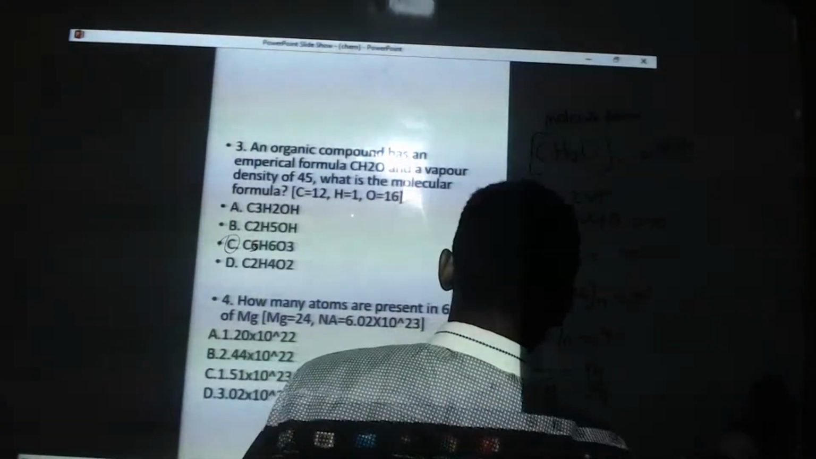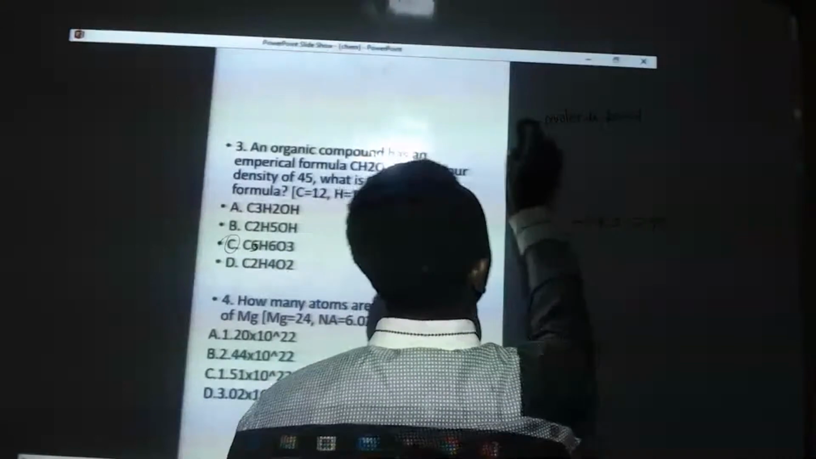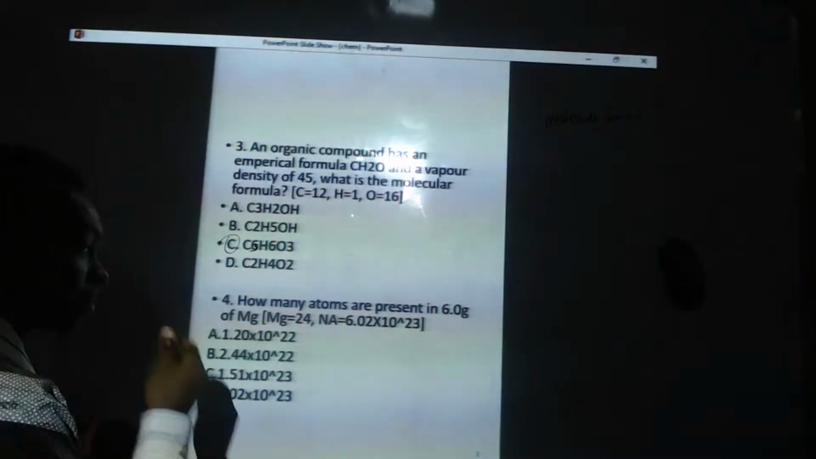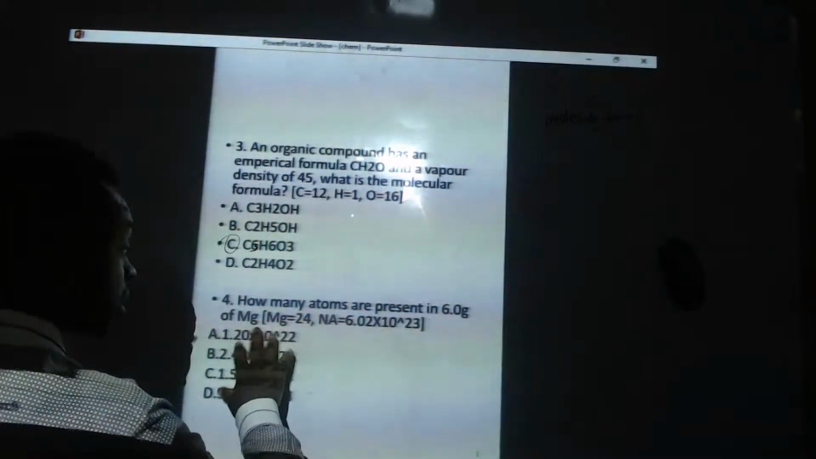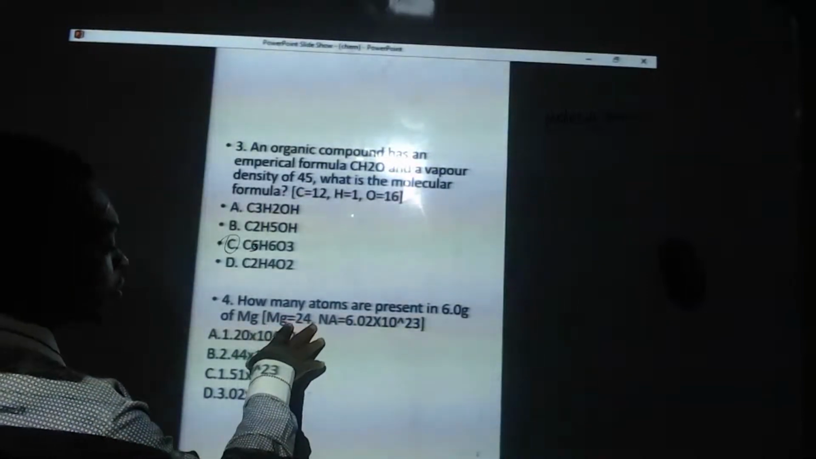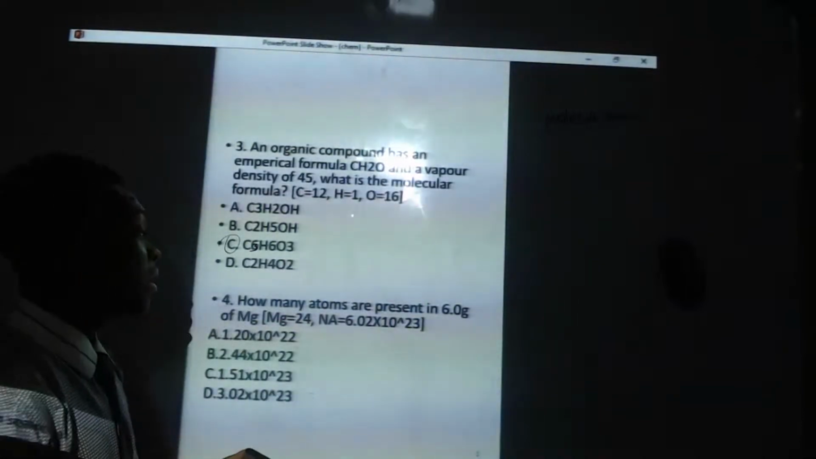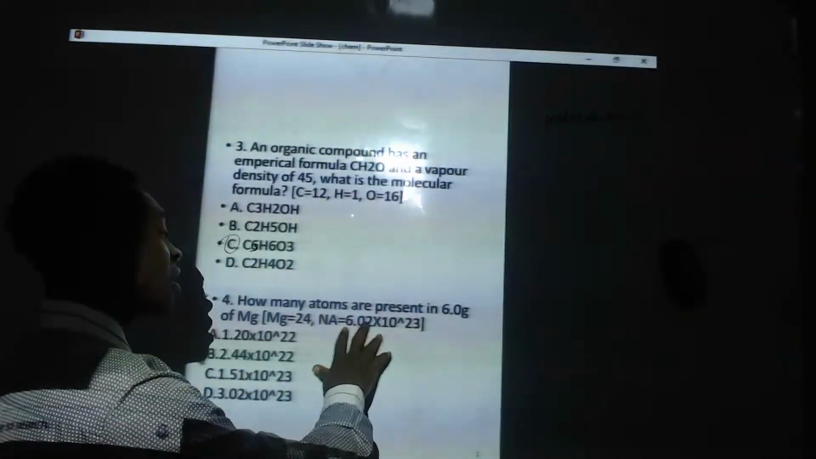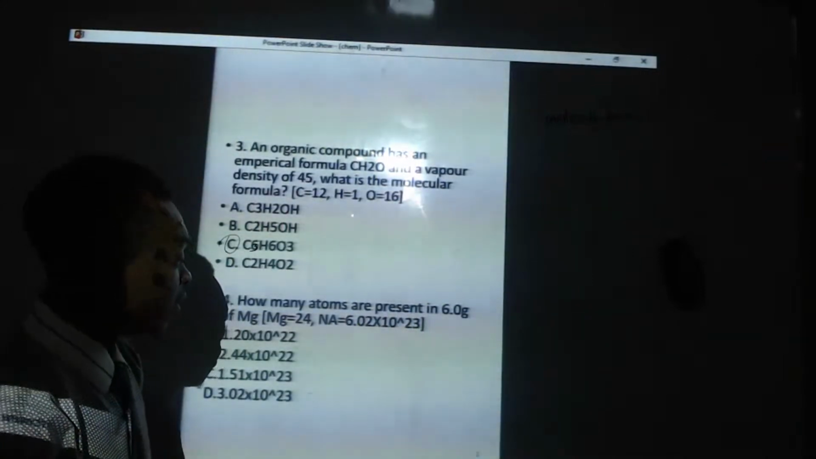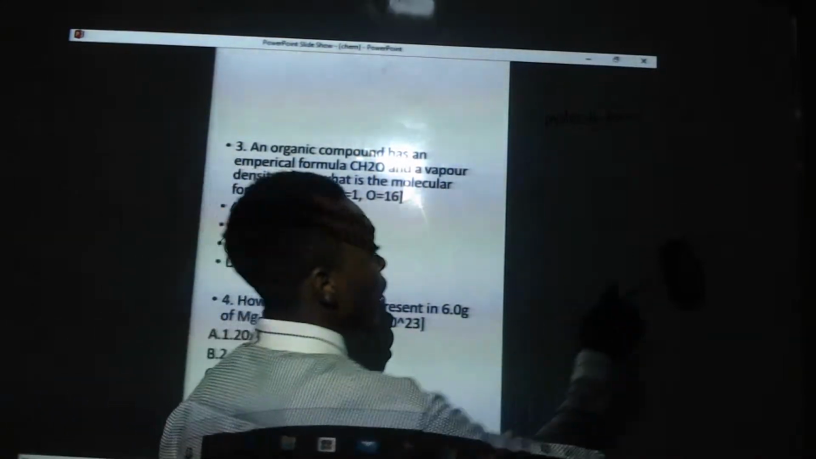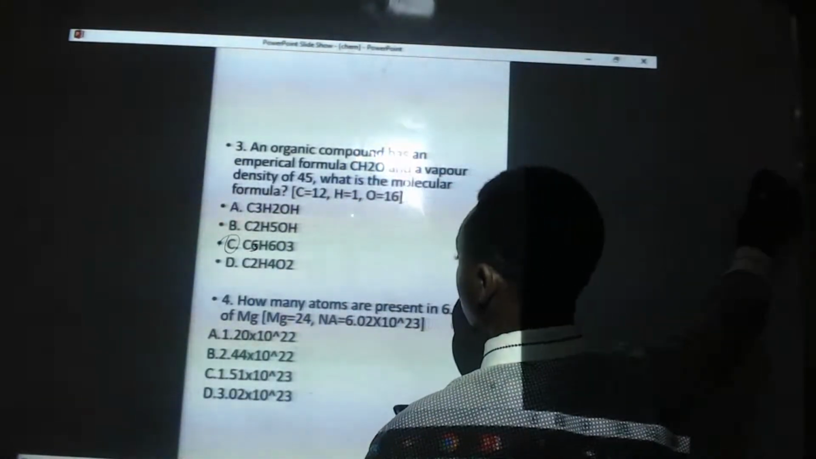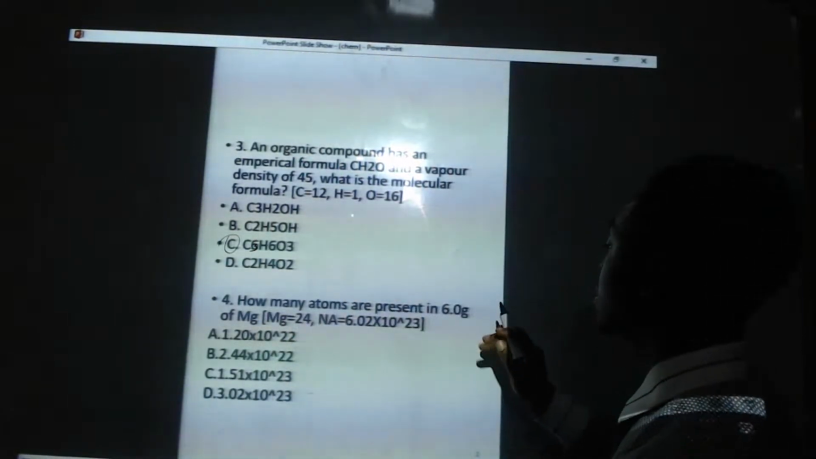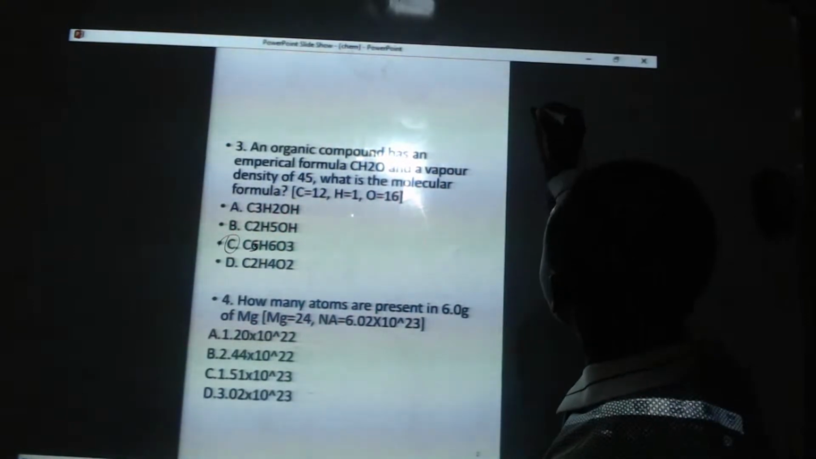Okay. Now the next question says, how many atoms are present in 6.0 grams of magnesium? Given that magnesium equals 24, which is the molar mass of magnesium, and the Avogadro number here is 6.02 times 10 to the power of 23. If you are following Avogadro's, it tells you about moles, atoms, and molecules. Since you have been given magnesium as 24, you have to find the atoms present in 6 grams.